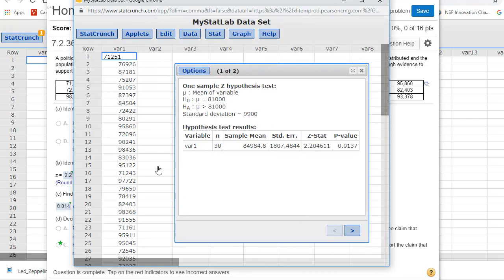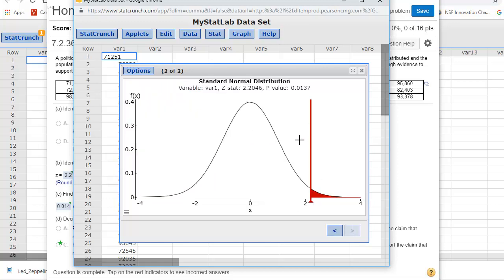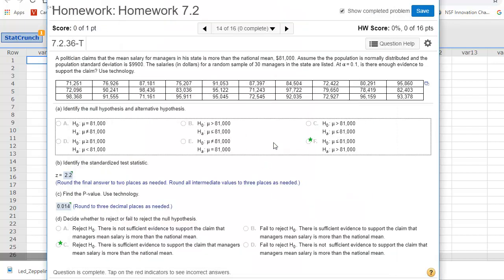For this particular problem, we can see the standardized test statistic is 2.2. Here is our associated p-value, and the visualization of that looks like this. Based on that p-value being less than the alpha of 0.1, we're going to reject the null and make our interpretation. That is how we would do a hypothesis test with a z statistic using either the summary statistics or the actual data opened in StatCrunch.